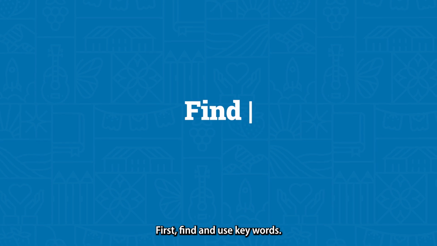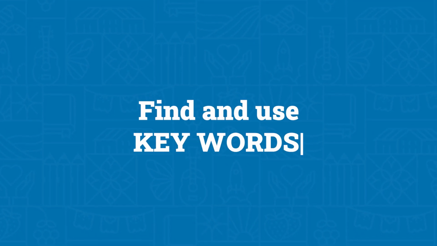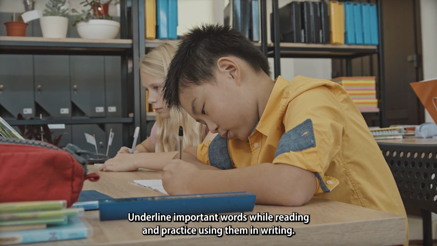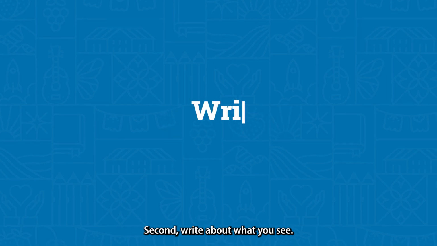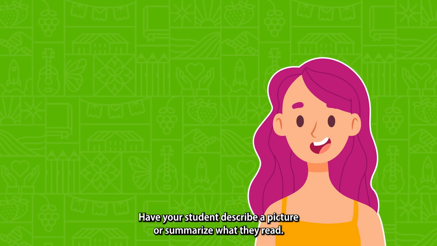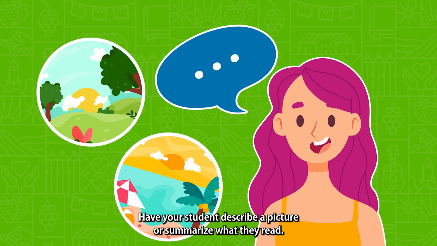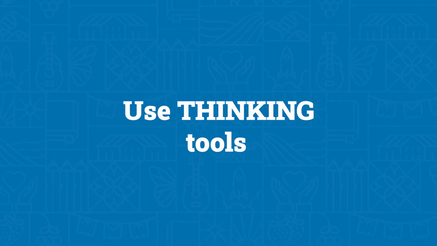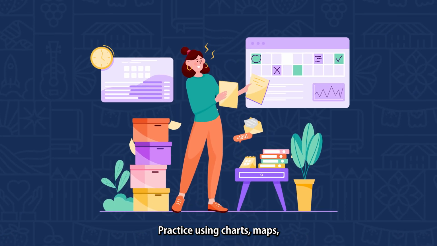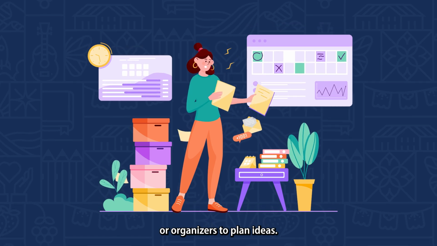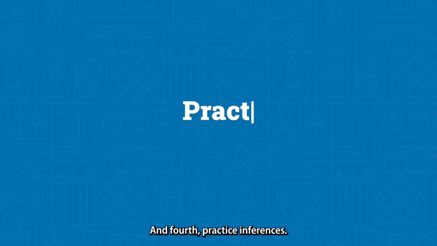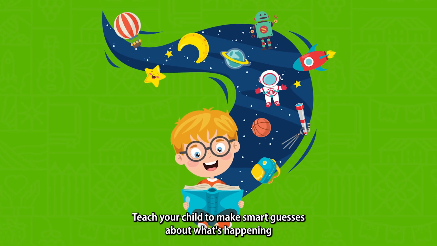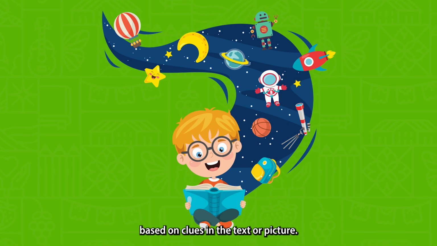First, find and use key words. Underline important words while reading and practice using them in writing. Second, write about what you see. Have your student describe a picture or summarize what they read. Third, use thinking tools. Practice using charts, maps, or organizers to plan ideas. And fourth, practice inferences. Teach your child to make smart guesses about what's happening based on clues in the text or picture.